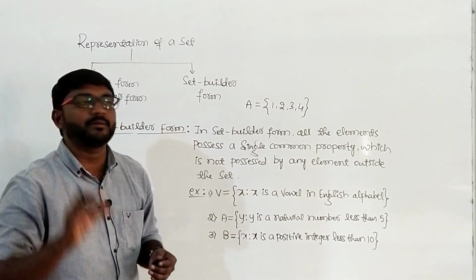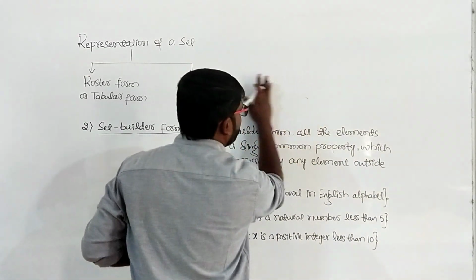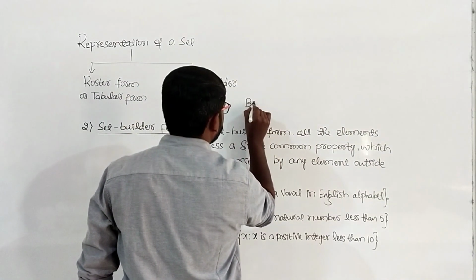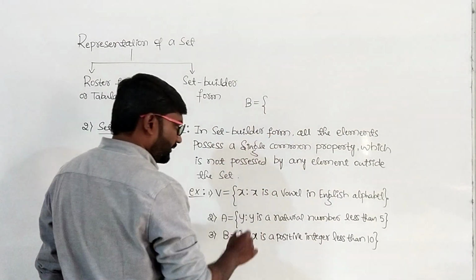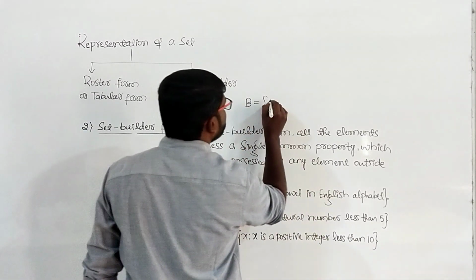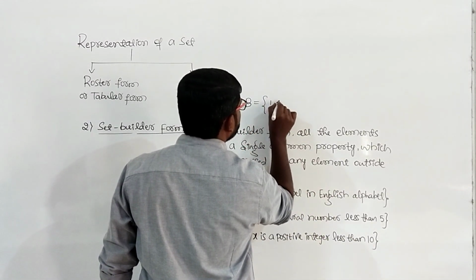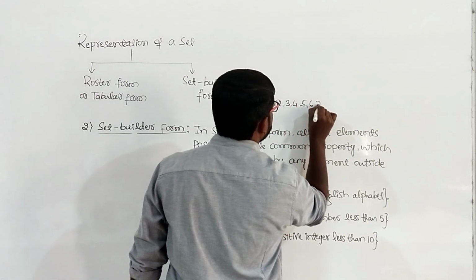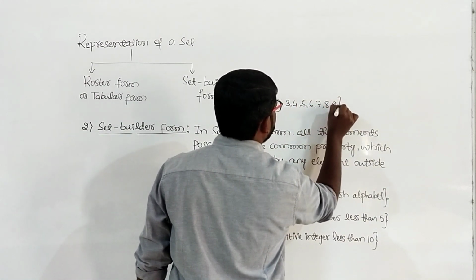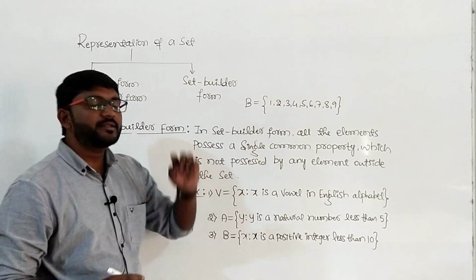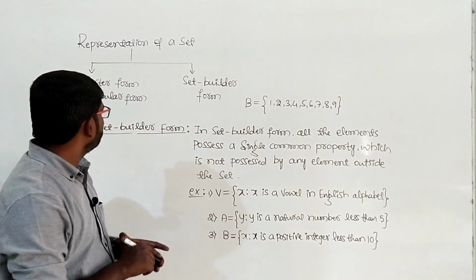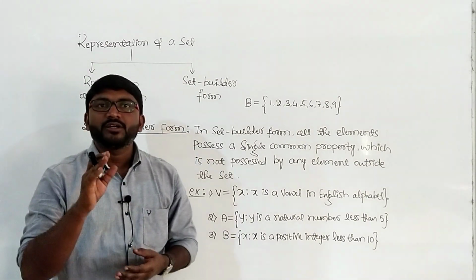If you write all the elements, that is, if we write this in roster form, see how it looks here. A positive integer less than 10 means it is 1, 2, 3, 4, 5, 6, 7, 8, 9. So these are the positive integers which are less than 10. So this is all about the set builder form and the roster form.